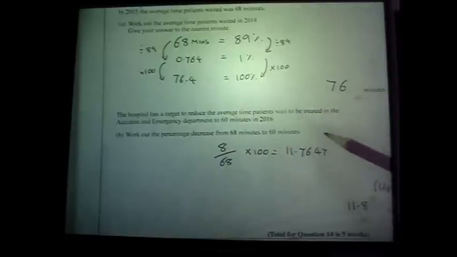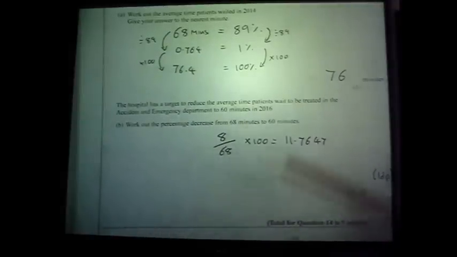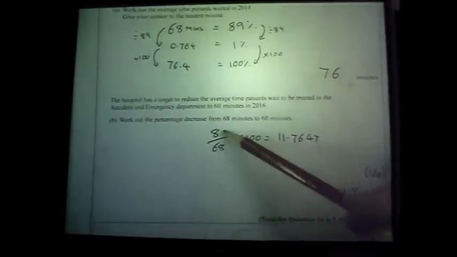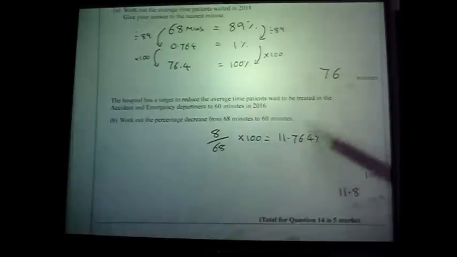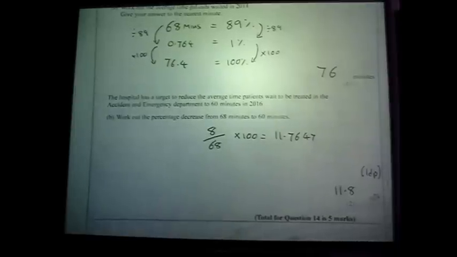Next one. The hospital has a target to reduce the average time patients wait to be treated in the A&E department to 60 minutes in 2016. Work out the percentage decrease the hospital is going to need. So it takes 68 minutes at the moment, and you want to work out what percentage. Okay, to do this, you do the amount you want it to go down by, which is 8 minutes, because you need to get it down to 60 minutes, over the 68 minutes, and you times that by 100, and it gives you that percent, and I've rounded it, look, to one decimal place. So 11.8% is how much it has to fall. I guess you could do that by trial and error, but this way is much quicker.